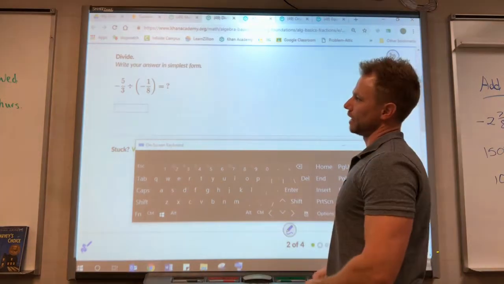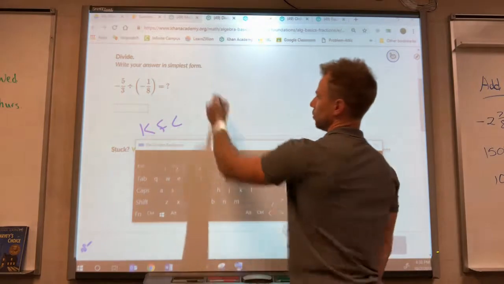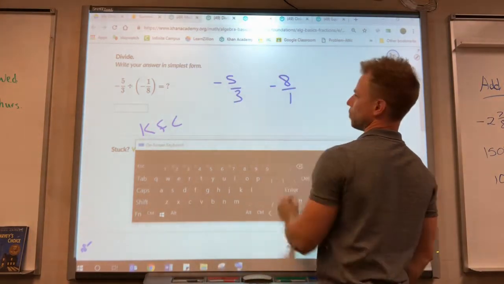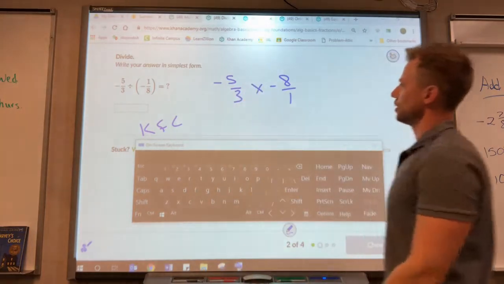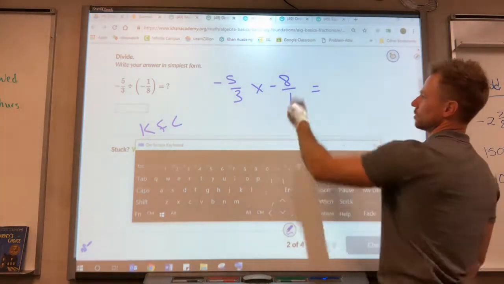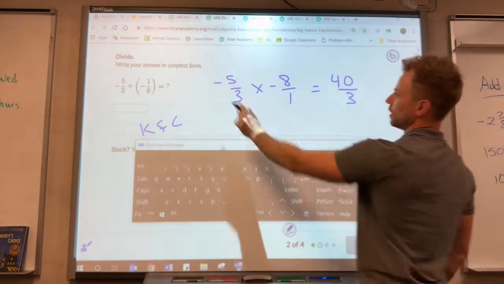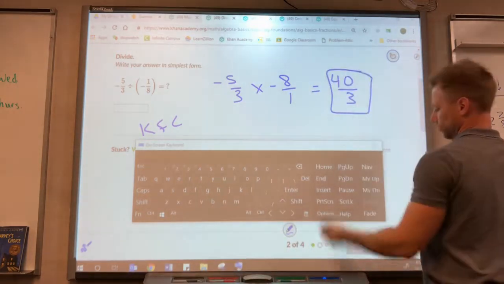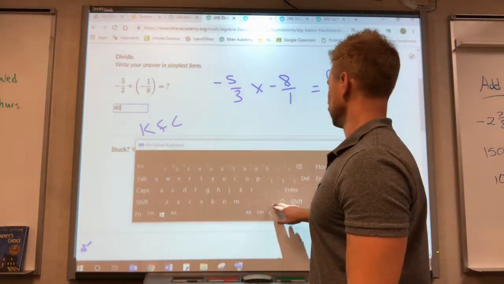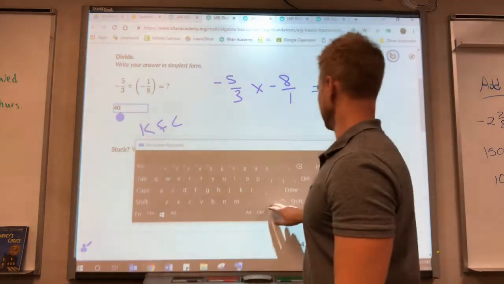Okay, we're dividing fractions, which we cannot do, so we have to KFC. We'll keep the -5/3. We'll flip the -1/8. We'll change the division to multiplication. Look and see if we can cross-cancel. We can't, so we just multiply. 5 times 8 is 40. 3 times 1 is 3. Two negatives make a positive. We get a positive 40/3. You could change that into a mixed number again, or you can leave it as an improper.